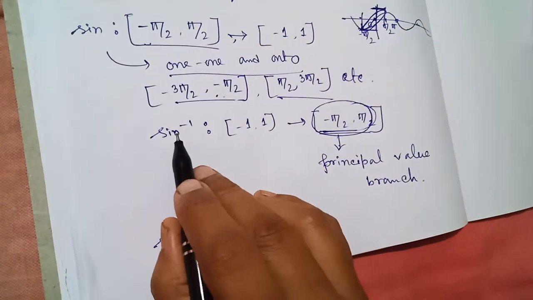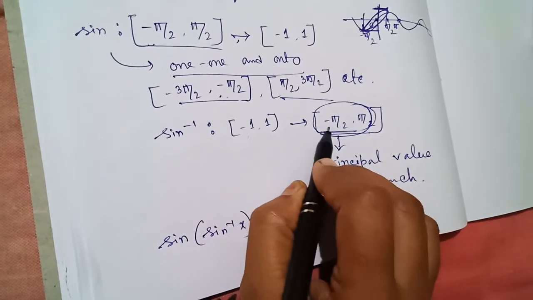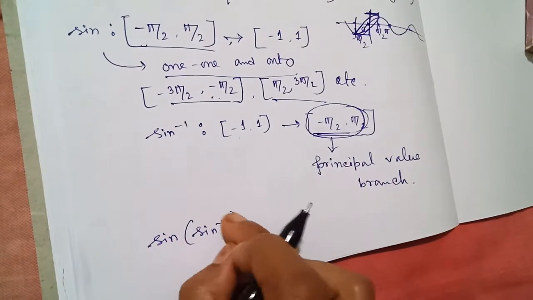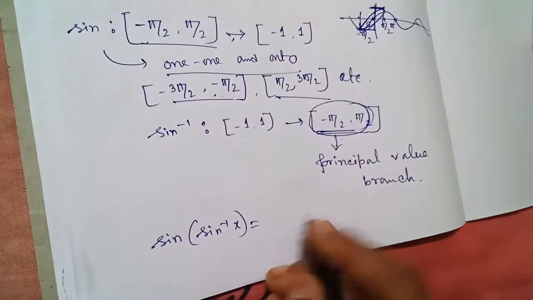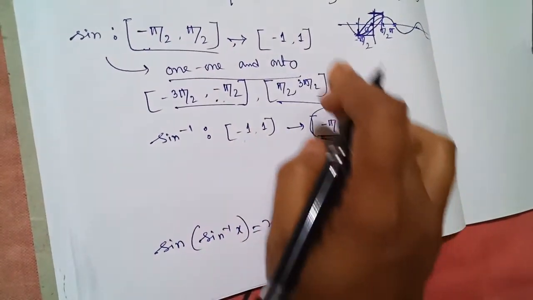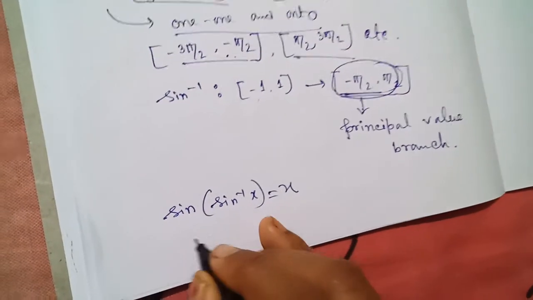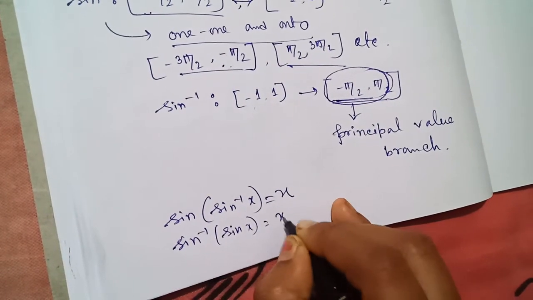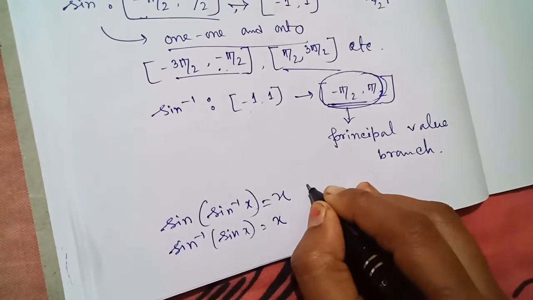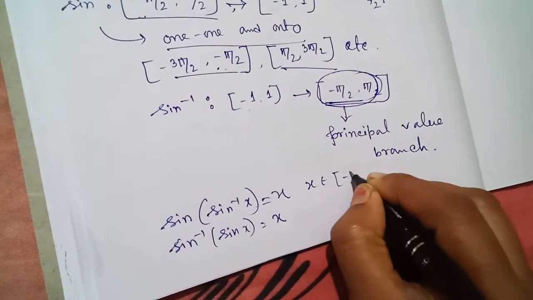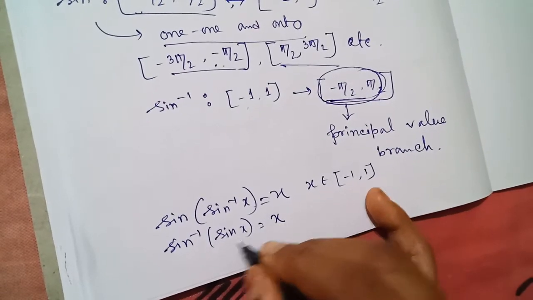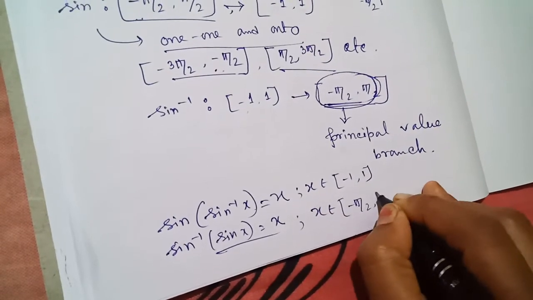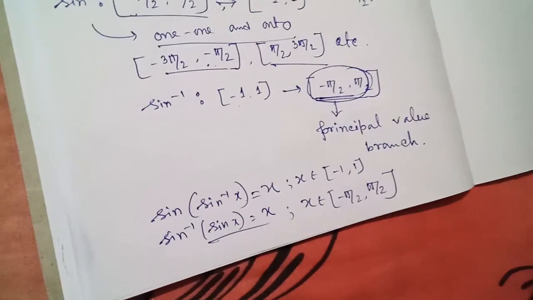Sine inverse x going from -1 to 1 gives values from minus pi by 2 to pi by 2. That means sine will go from this point to this, and again x is coming back. So it will be x. Similarly, sine inverse of sine x will be x. For this, x belongs to minus 1 comma 1, and for this, x belongs to minus pi by 2 comma pi by 2.